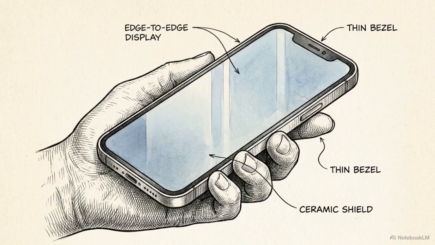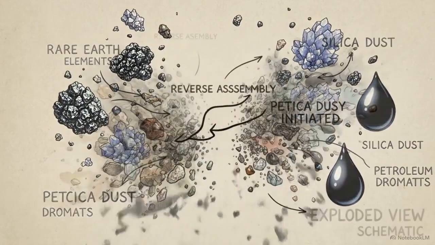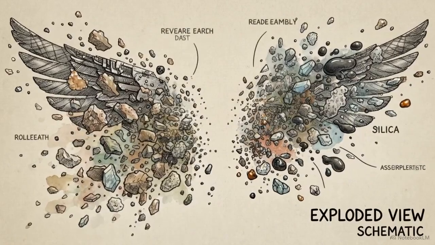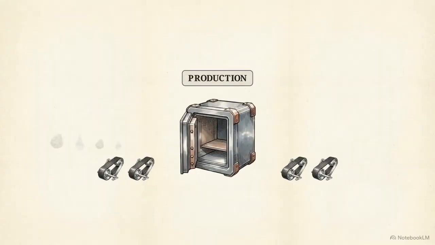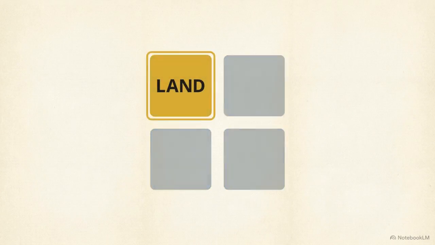You likely hold a smartphone every single day. If you hit reverse on its creation, the device shatters into microscopic traces of rare earth metals, silica, and petroleum scattered across the globe. Taking those raw materials and engineering them into a finished, usable object is the process of production. Every manufactured good relies on 4 specific inputs, beginning with land.